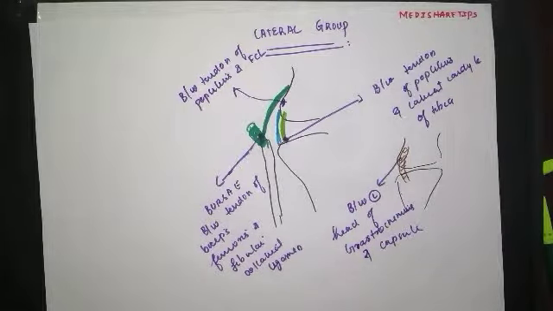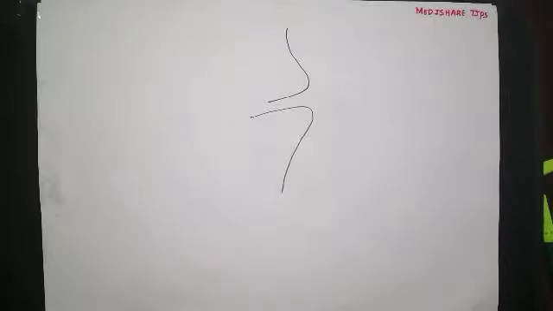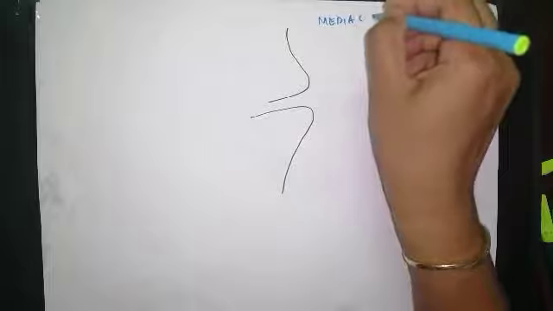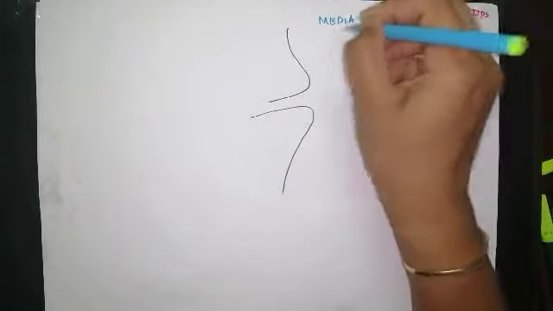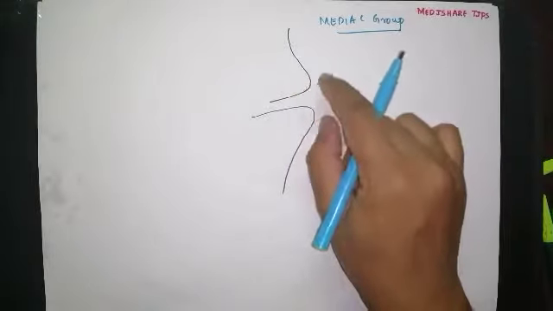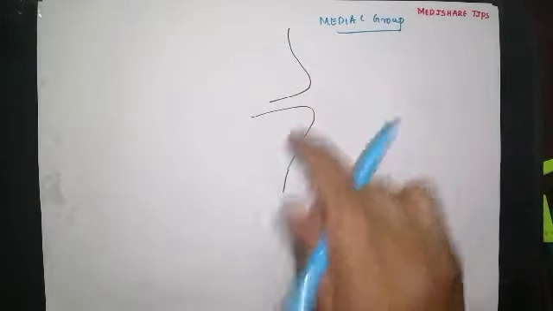Now we'll look at the medial group of bursae. We are going to discuss the medial group of bursae here. I have drawn the medial epicondyle and the medial condyle of the tibia here. We will discuss the capsule here.